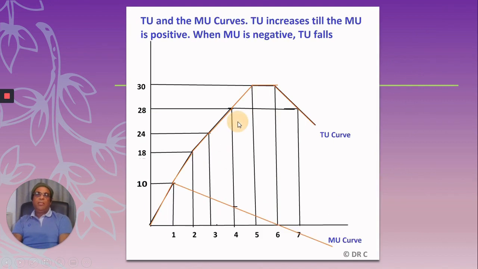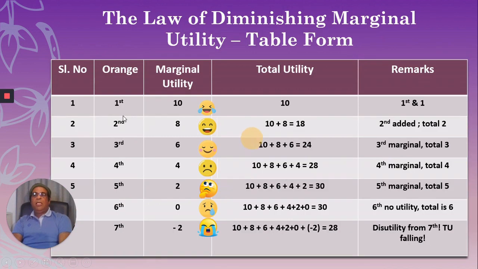Now these two, the downward sloping marginal utility curve and the upward sloping total utility curve, both are in this. And this is a table, the same thing. First we started with the colored water in different bottles, and then we made it a visual picture. Then we put it in a graph form. Now this is a table form. So the first orange 10, please differentiate first and 1, second and 2, total.